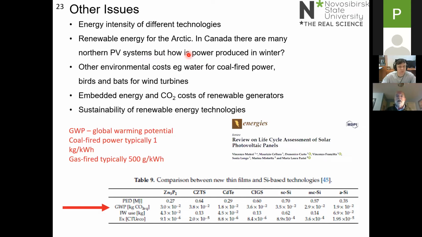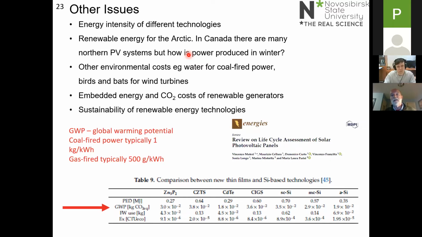I have an association with what's called the Arctic Institute of North America, which does research into a whole lot of different issues of living in the Arctic. And they have a research station in northern Canada, up near the Arctic Circle, where they have installed a lot of photovoltaics, and they're trying to deal with the issue of how to produce renewable power during the wintertime.